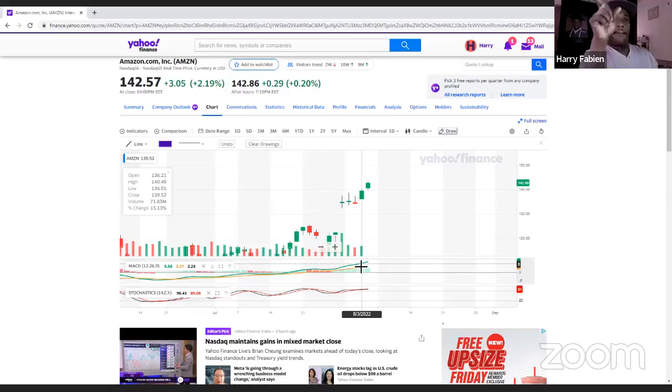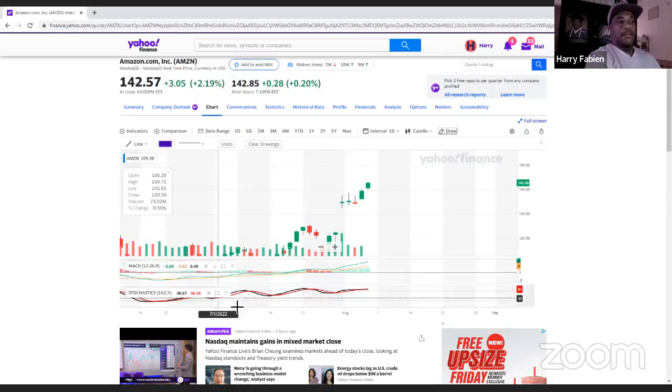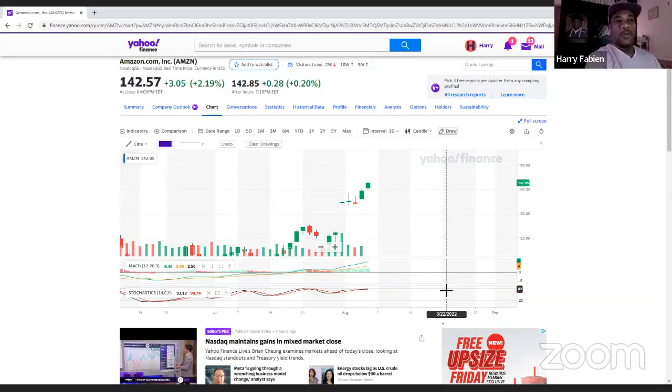That's why it's going up. The green line is over the yellow line. But the only difference now is the stochastic is overbought because it's more than 80, it's 90. So as you can see, the stock is going to go from green to red next time.